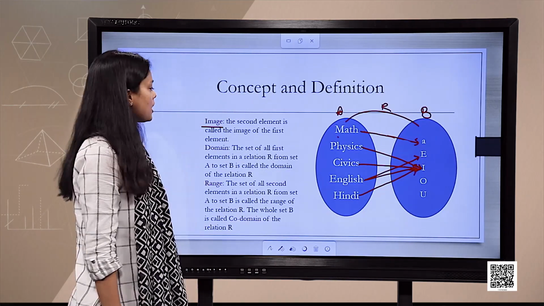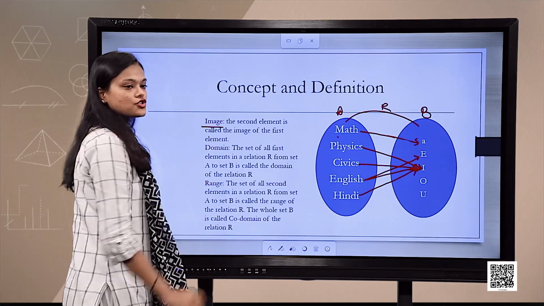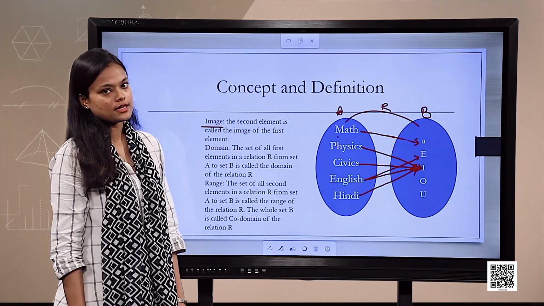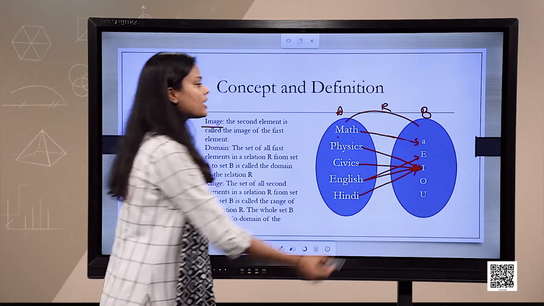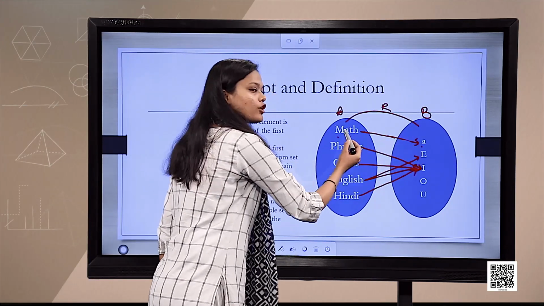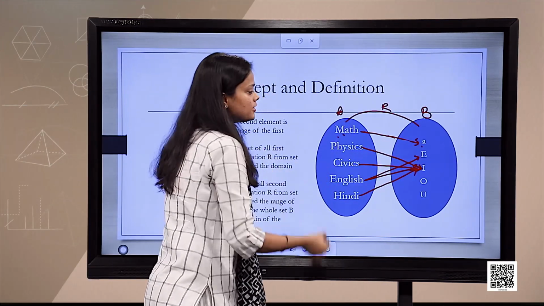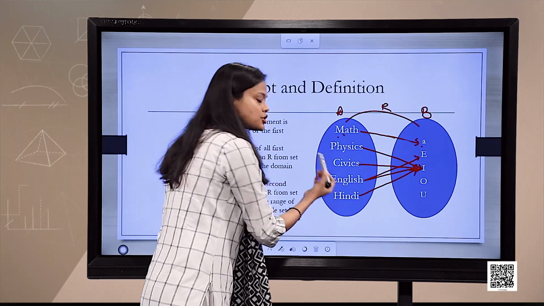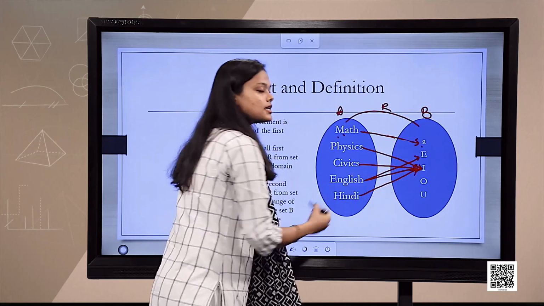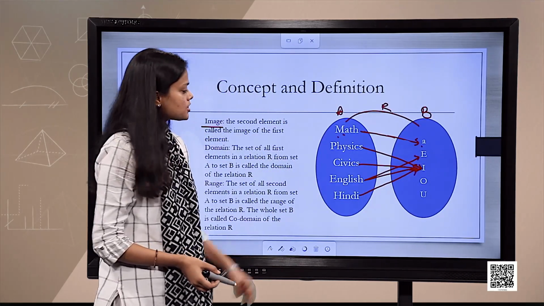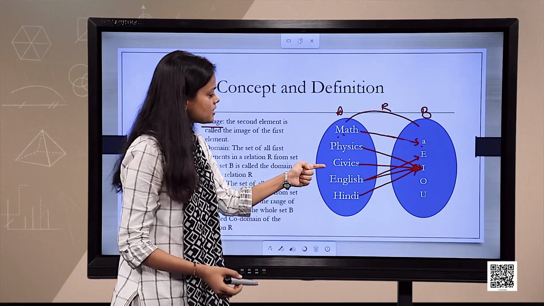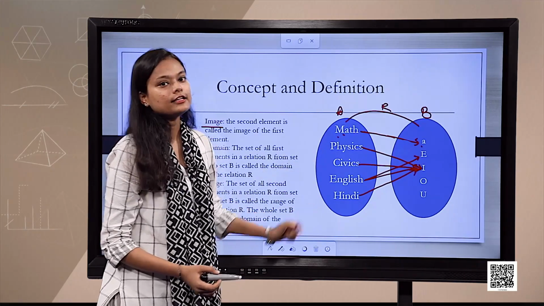Okay? Now, image. The second element is called the image of the first element. That means, A is an image of math, that is the first element. E is the image of English. I is the image of how many elements? 3 elements, 4 elements, physics, civics, English and Hindi.